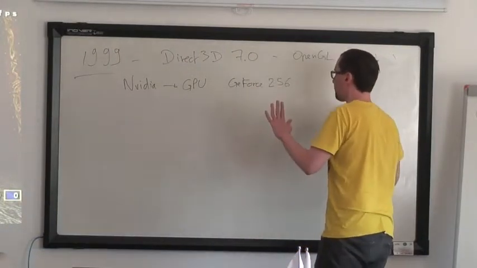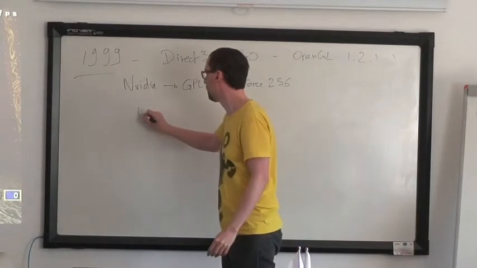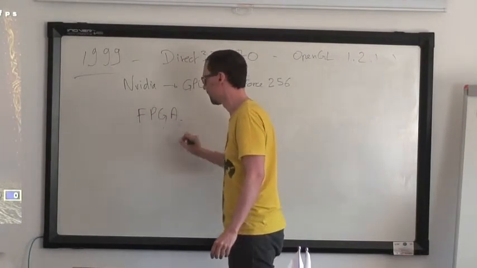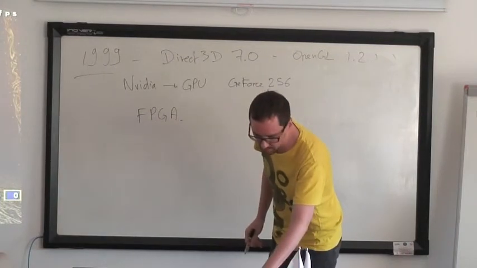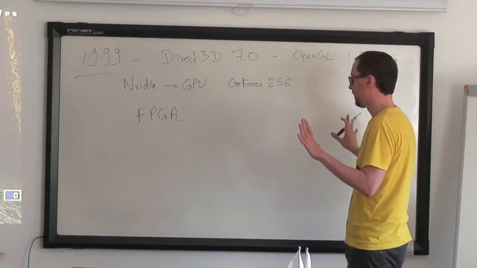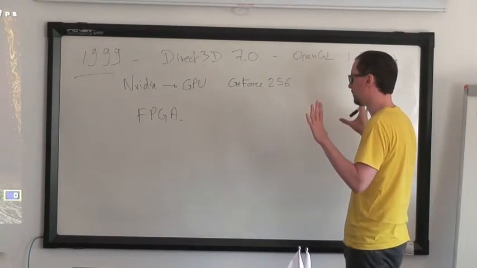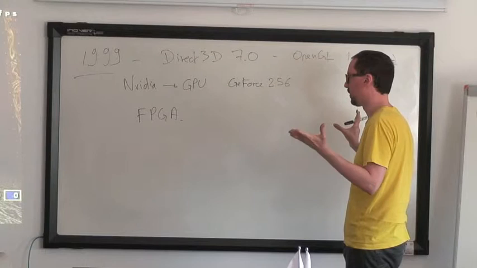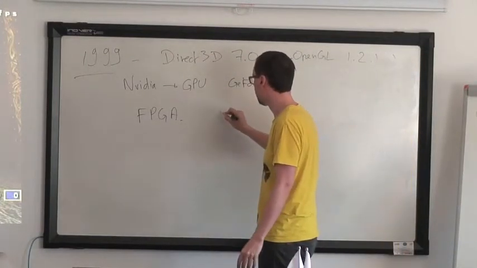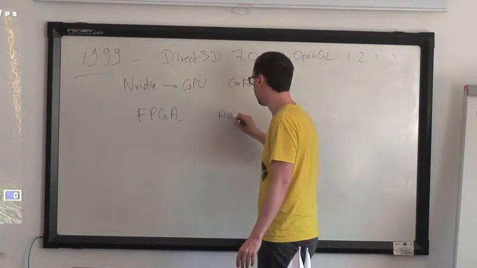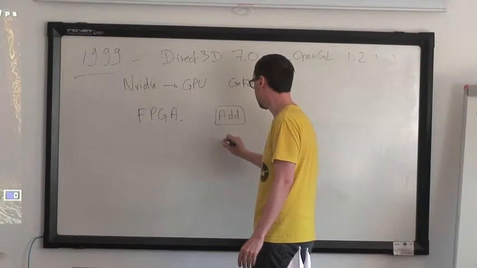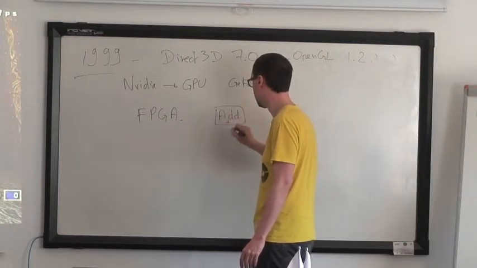What is the GPU? I don't know if you know the term FPGA. It stands for Field Programmable Gate Array. Basically, it's an array of logical blocks. Imagine you have an add block that does the addition operation.